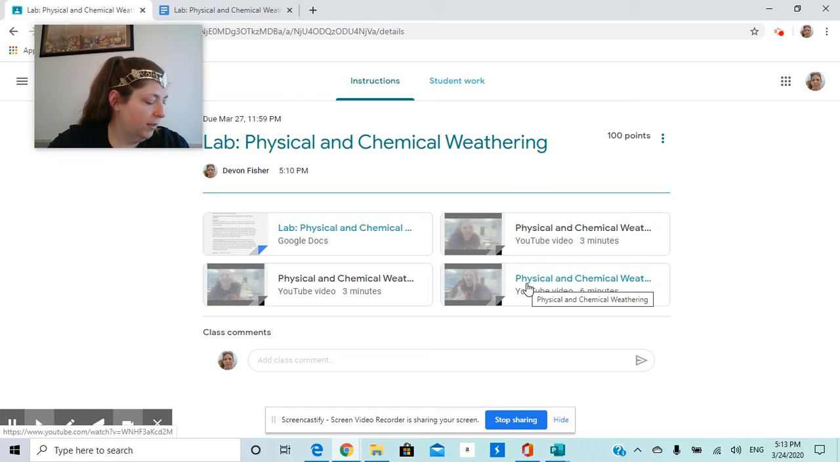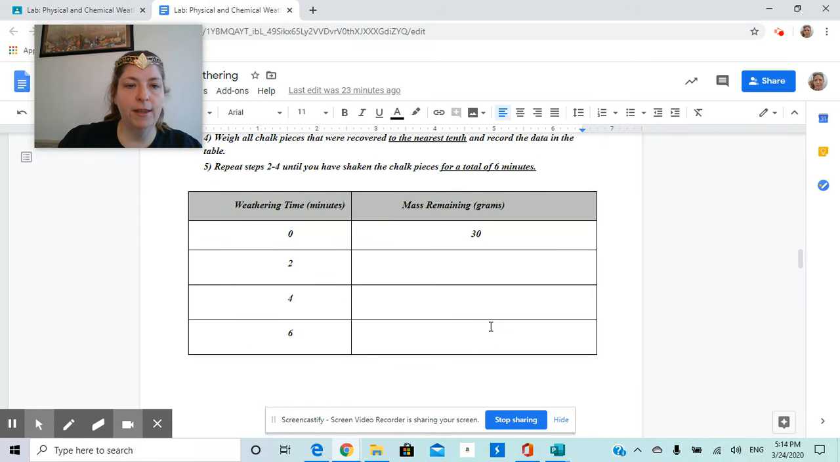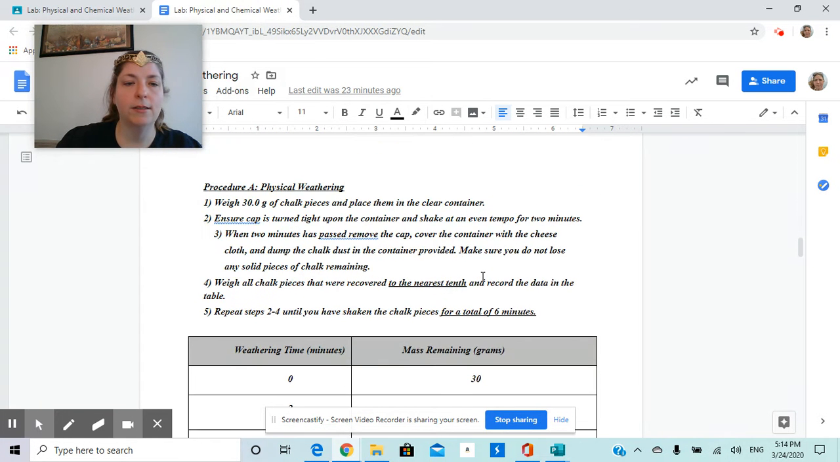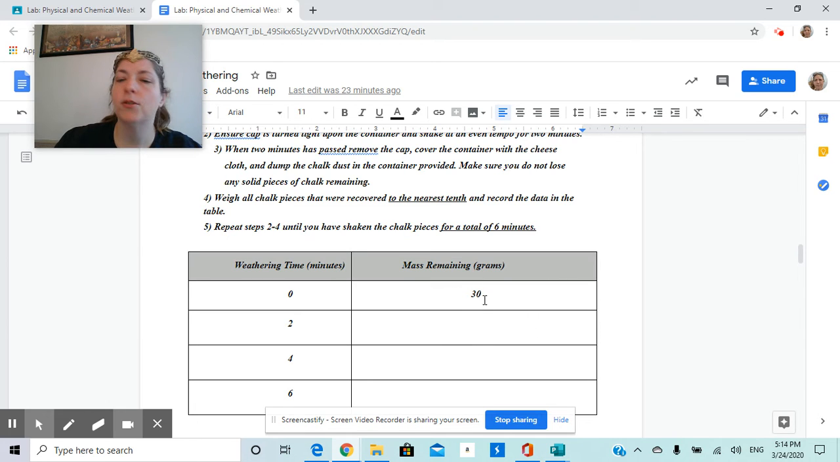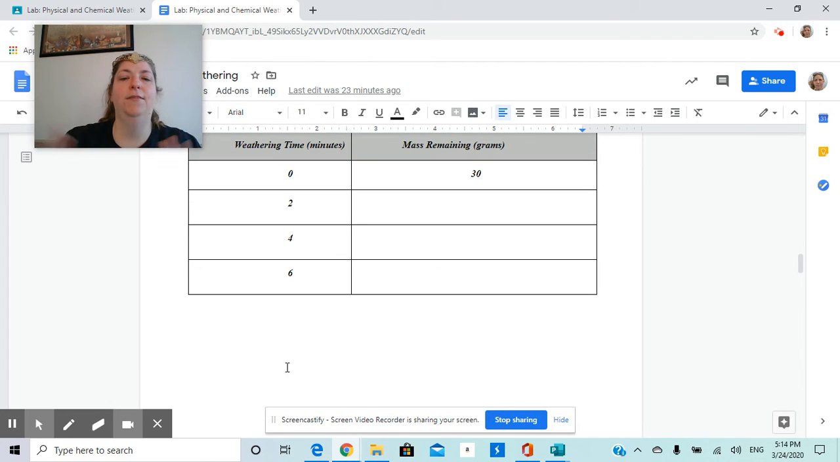For procedure B, you're looking at 1 minute and 19 seconds, 2 minutes and 18 seconds, and 3 minutes and 11 seconds. And for procedure C, you're looking at 1 minute and 44 seconds, 2 minutes and 33 seconds, and 3 minutes and 4 seconds. With each different procedure, you're going to be filling in the data in the boxes. So procedure A, you're starting off with 30 grams. That's already filled in for you. You have to take the measurement for 2 minutes, 4 minutes, and 6 minutes. Again, I saved you 18 minutes of shaking chalk in a bottle.